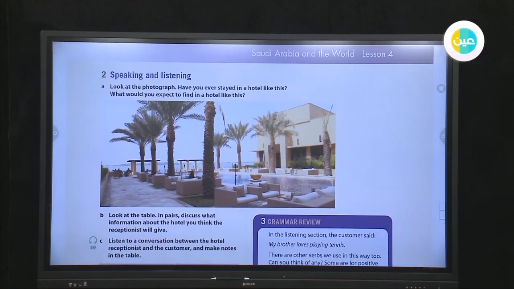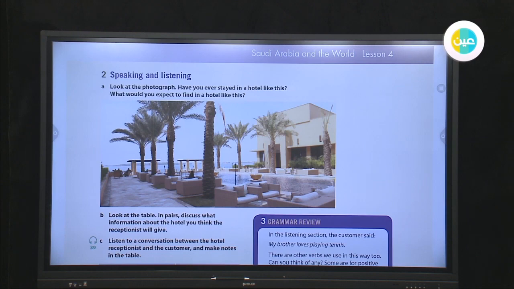Look at the photograph. Have you ever stayed in a hotel like this? Have you ever stayed in a hotel like this one in the picture or in the photograph? As you can see, it's a hotel beside the sea.